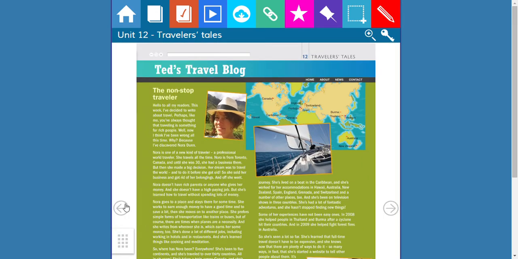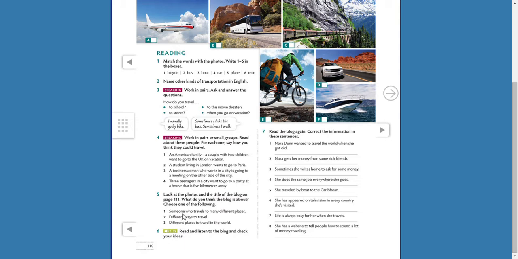So let's go back to the question. In this part it says, look at the photos and the title of the blog on page 111. What do you think the blog is about? Someone who travels to many different places, different ways to travel, or different places to travel in the world. Okay, you can decide each one. For some students could be number one, for others number two, and others number three. But we don't know because we haven't read. Okay, aún no hemos leído. So let's see.